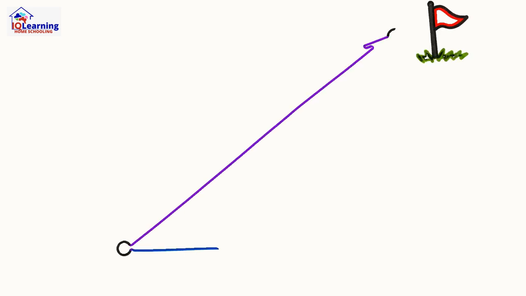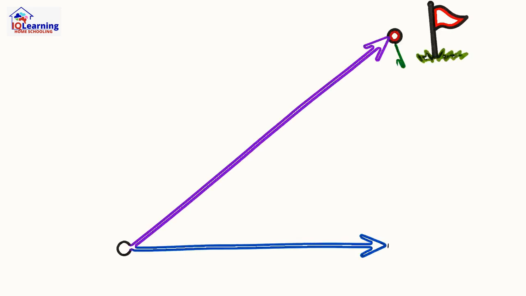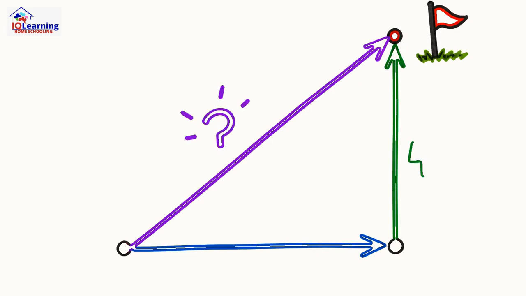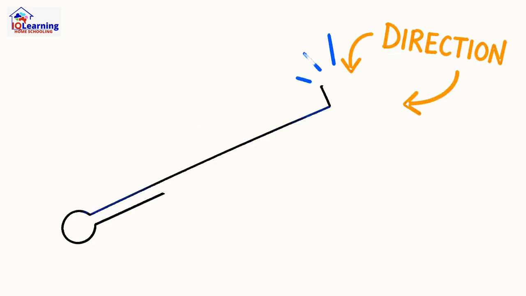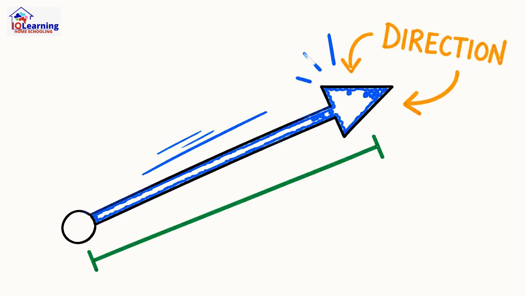Imagine you walk 3 kilometers east, then turn and walk 4 kilometers north. The question is, how far are you from where you started? It's not 7 kilometers. To solve this, you need a special mathematical tool. This tool is a vector.